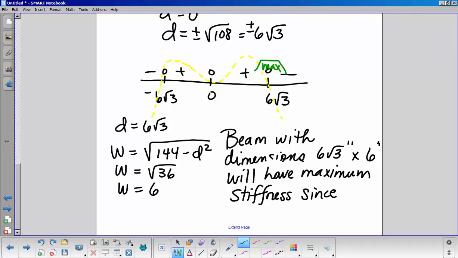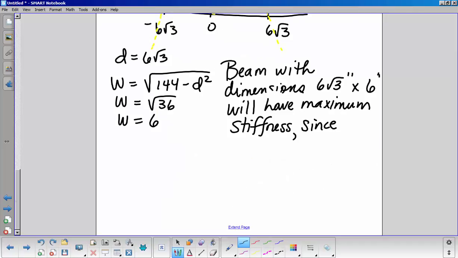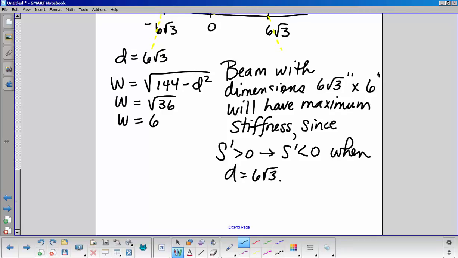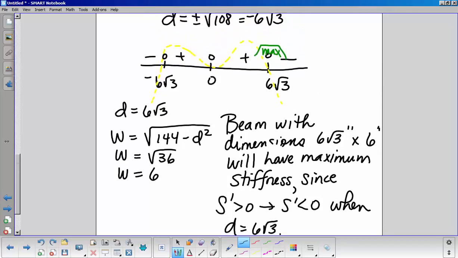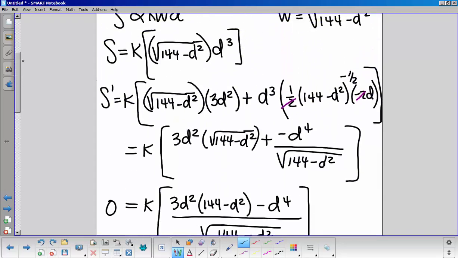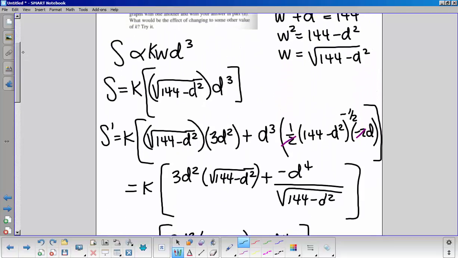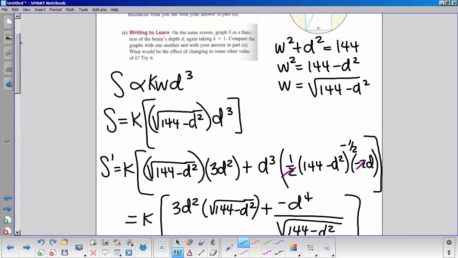Since S prime went from greater than 0 to S prime less than 0 when D equals 6 root 3. Boom. I'm not going to do B and C because the constant of proportionality doesn't change where the maximum is, does it? No, because it just goes along for the ride, okay?